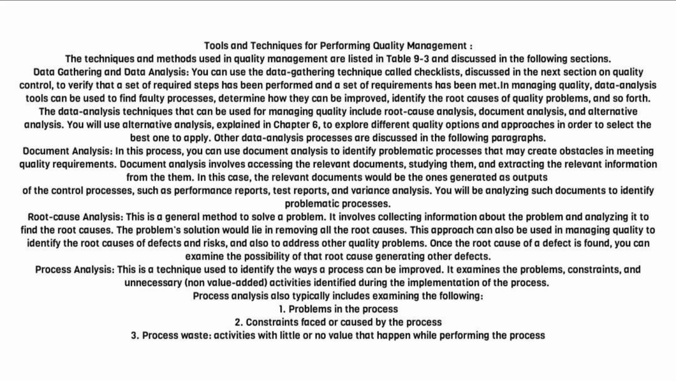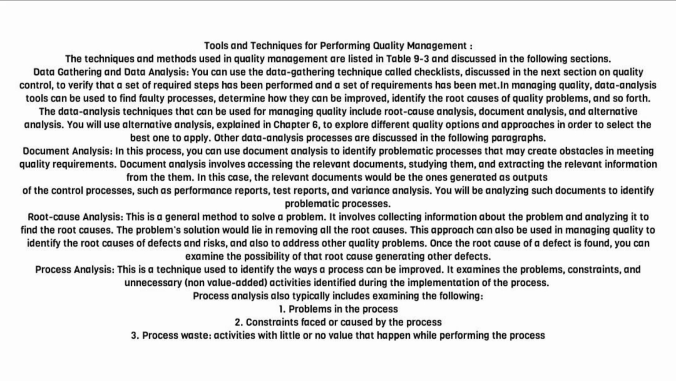In this case, the relevant documents would be the ones generated as outputs of the control processes, such as performance reports, test reports, and variance analysis. You will be analyzing such documents to identify problematic processes. Root cause analysis. This is a general method to solve a problem. It involves collecting information about the problem and analyzing it to find the root causes. The problem solution would lie in removing all the root causes.